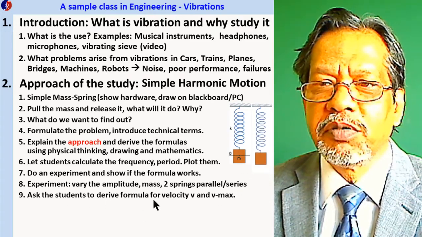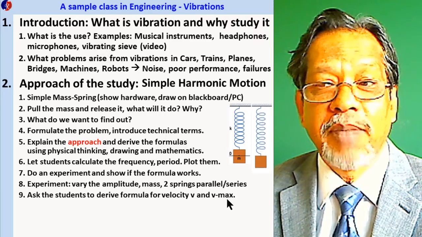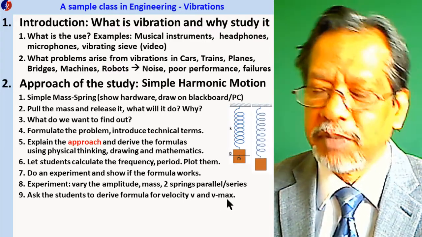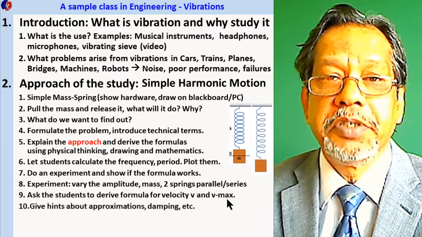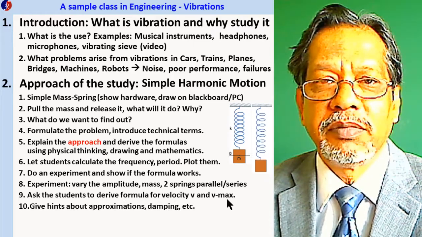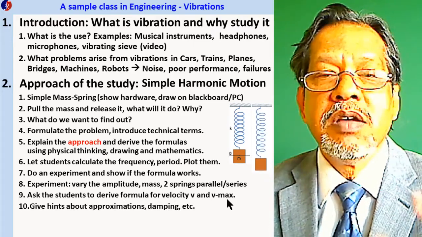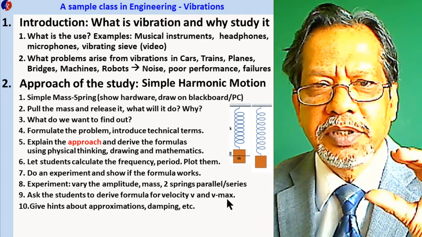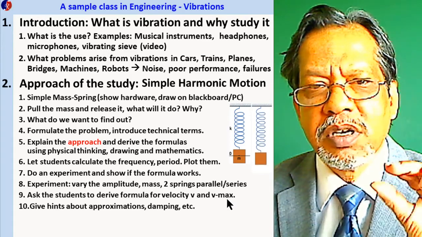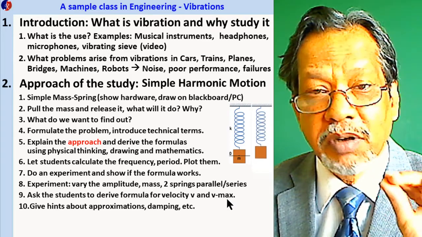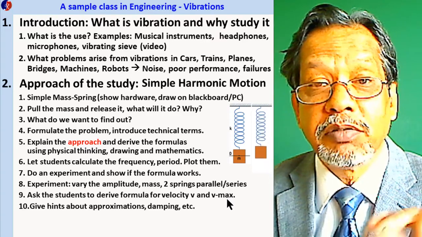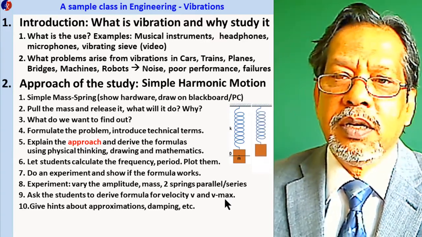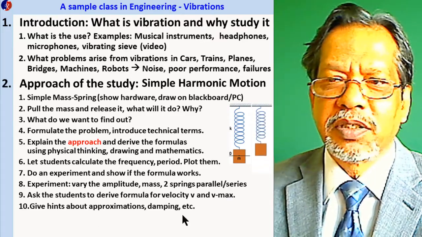Ask the students to derive the formula for velocity and maximum velocity from the position formula that you calculate. Don't do everything for them. Don't spoon feed them. Do part of it, introduce the concept and the approach, do part of the derivation, and ask them to go into the details and derive more. Okay? Give hints about approximations, damping, etc.